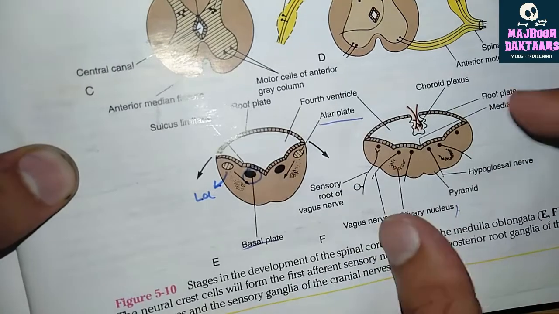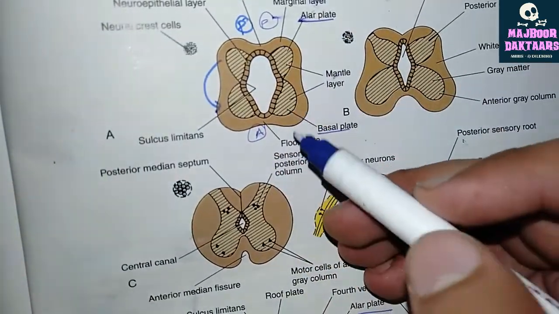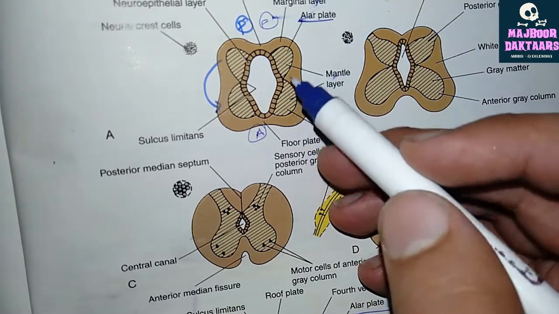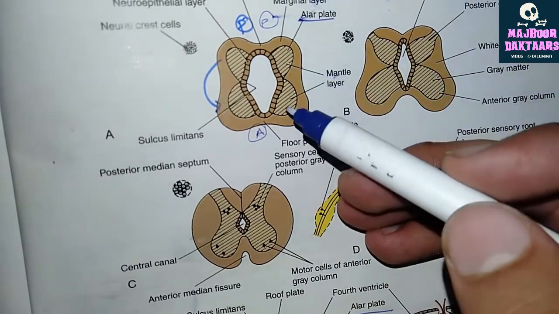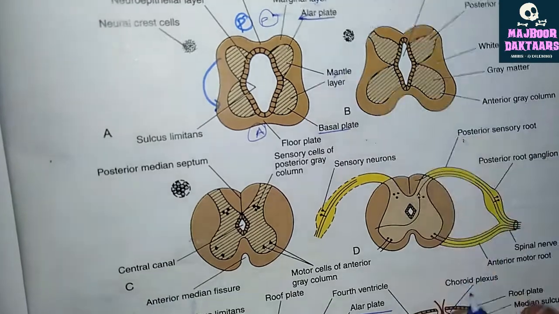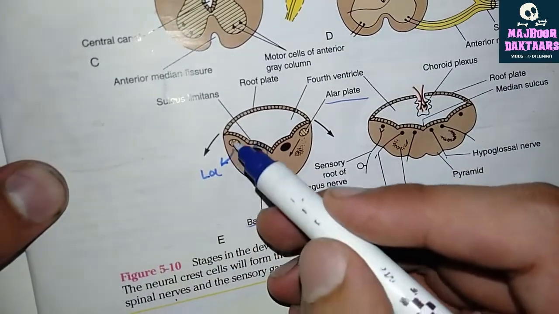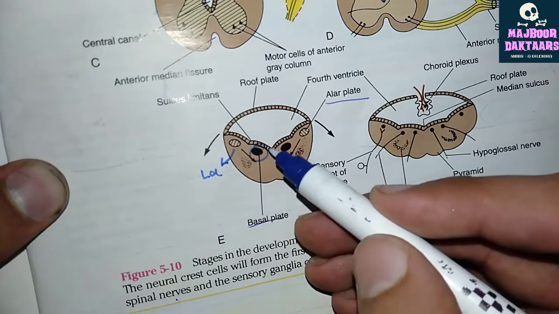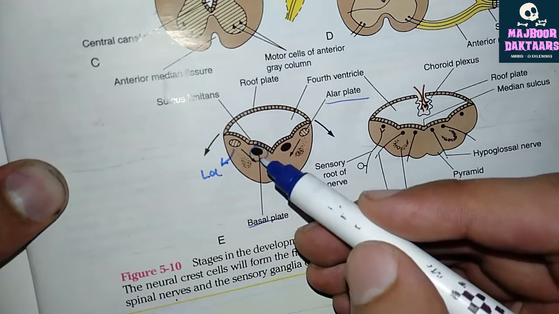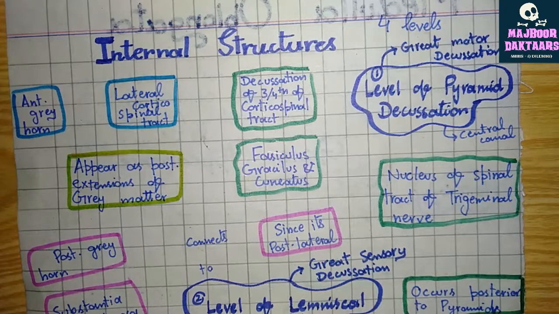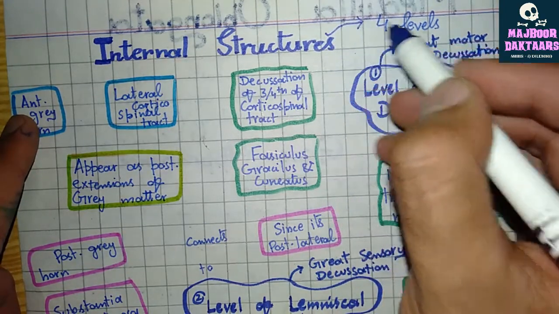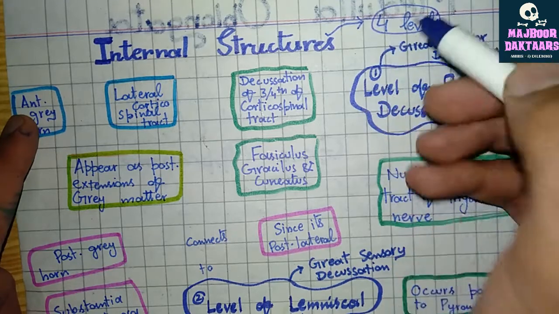So what I am trying to say is that the structures which the basal plate and alar plate give rise to in the medulla and in the spinal cord, in the anterior and the posterior aspect, will be connected to the structures in the alar plate in the lateral aspect of the medulla and the basal plate in the medial aspect of the medulla. Now, talking about internal structures of medulla, we can divide it into 4 levels.